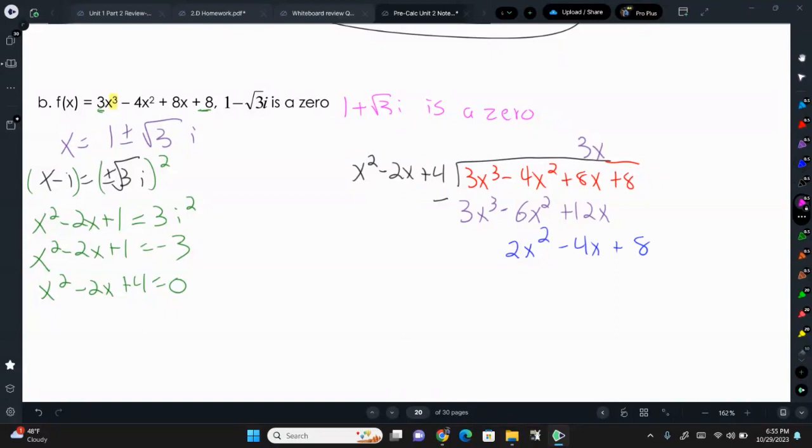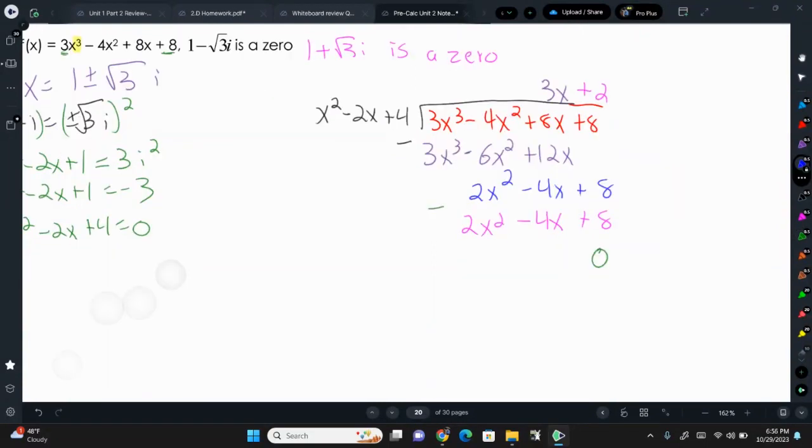And then x squared goes into 2x squared 2 times. So then we multiply 2 times x squared. We get 2x squared. 2 times negative 2x is negative 4x. And 2 times 4 is 8. So then we subtract, and everything matches up, so we get 0. All right, so our completely factored form would be 3x plus 2, and then x minus 1 minus the square root of 3i, x minus 1 plus the square root of 3i.